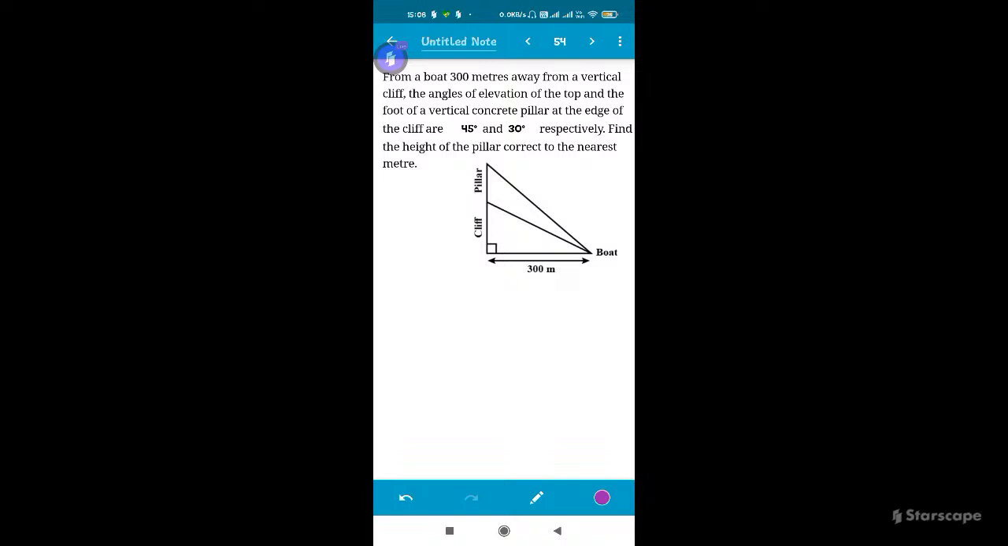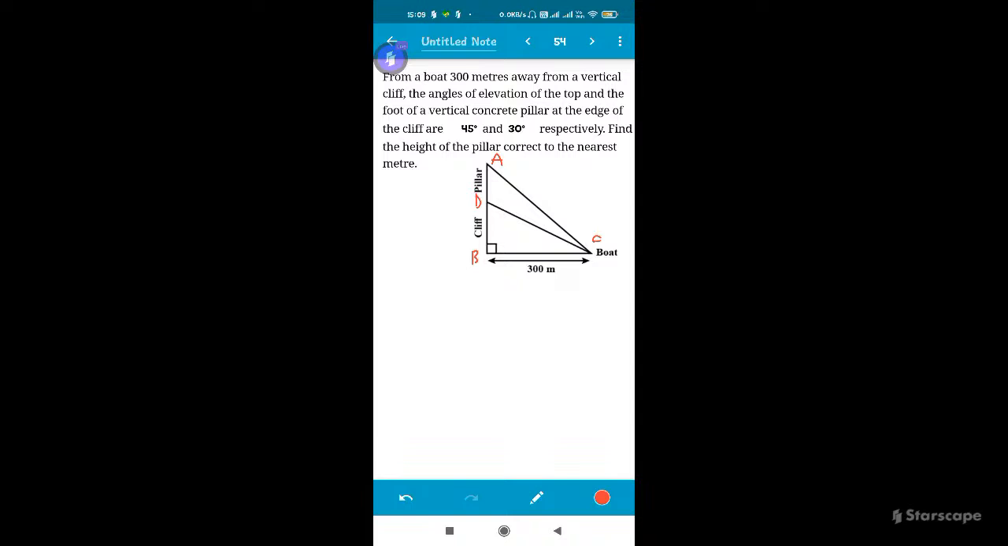Okay. So now your question is, from a boat 300 meters away from a vertical cliff. So as you can see, we have a cliff. Let me just name it using alphabets, otherwise it will be difficult. So A, B, C and this is D. So BD is our cliff and DA is a pillar which is on top of the cliff, and we have a boat at point C which is at a distance of 300 meters from point B.